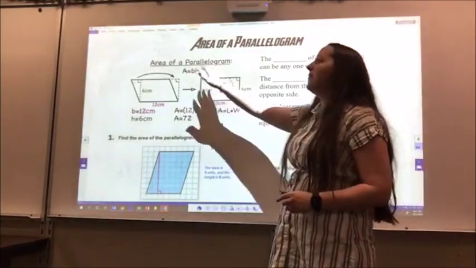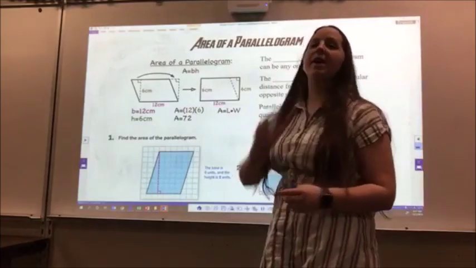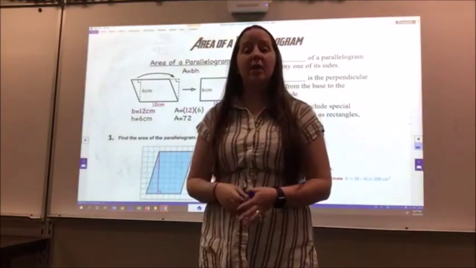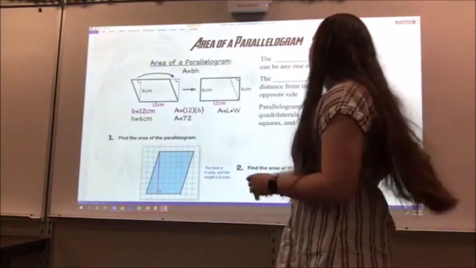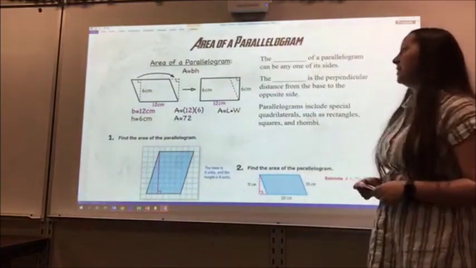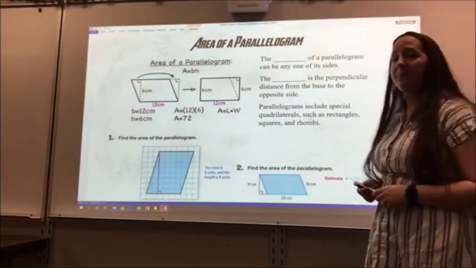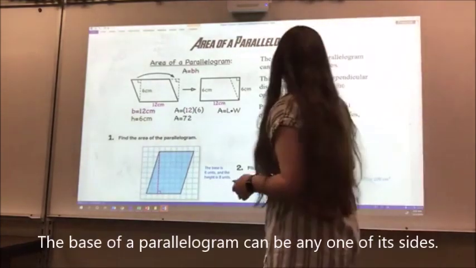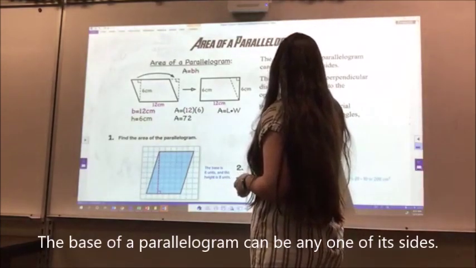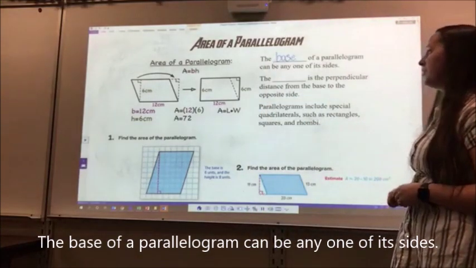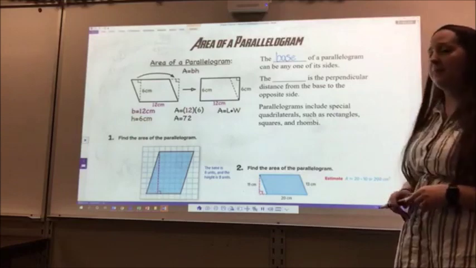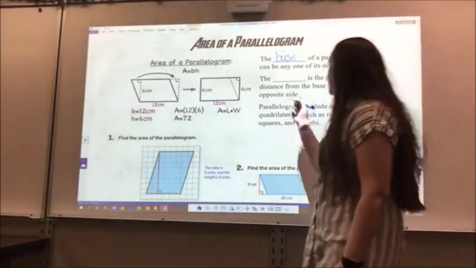Okay, so if I'm finding the area of a parallelogram, it's very similar to finding the area of a rectangle. You multiply the base times the height. Okay, the blank of a parallelogram can be any one of its sides. In that blank, you're going to write base. The blank is the perpendicular distance from the base to the opposite side. In that blank, you're going to write height.